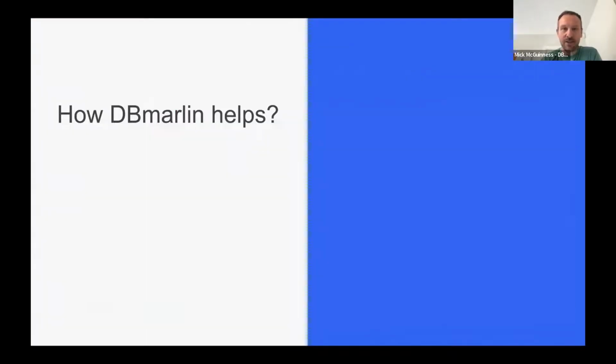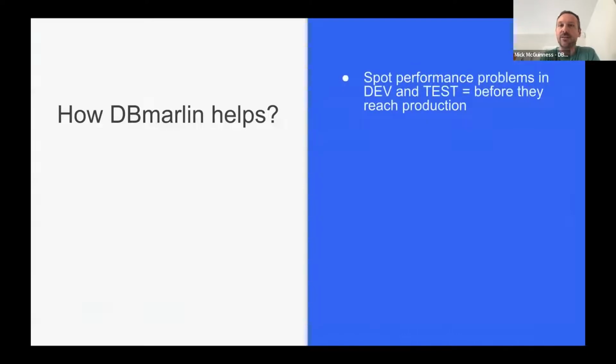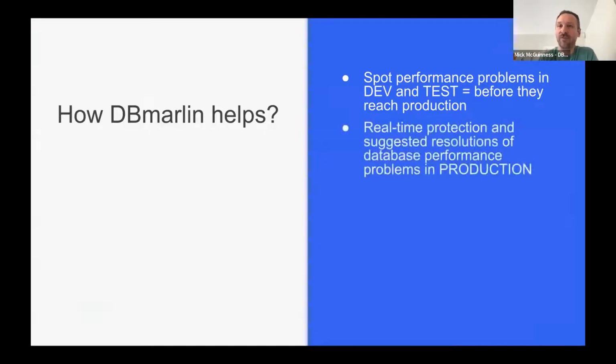So how DBmarlin helps with this, we can spot problems early in the life cycle, in development and test. So we can try and spot those things before they reach production. Obviously, some database problems will always get through to production. That's just the way the world is.